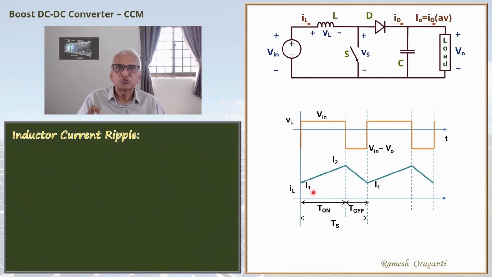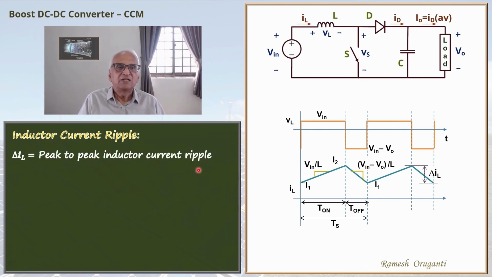During the T on interval, when the voltage across the inductor is V in, the inductor current starts from I1 and goes to I2 at a slope of V in by L. And then when the switch is switched off, the inductor current flows through the diode and the voltage across the inductor is V in minus V naught. Remember, V in minus V naught is a negative quantity. And the inductor current falls at a rate of V in minus V naught by L. We are interested in finding I2 minus I1, that is delta IL, the peak to peak inductor current ripple.